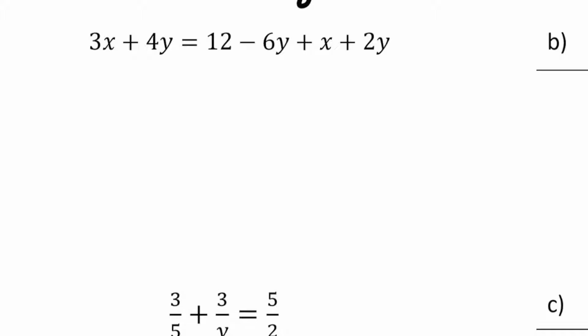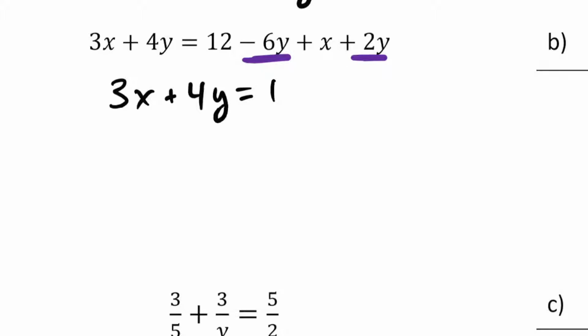So my answer is going to have x's in it, right? There's no way to deal with that. If I want to solve for y, I want to get the y's all together on one side of the equation. So I think the first thing I'm going to do is combine those and rewrite it. So we'll look at 3x plus 4y equals 12. And then negative 6y plus 2y would be minus 4y. And then I would have a plus x.